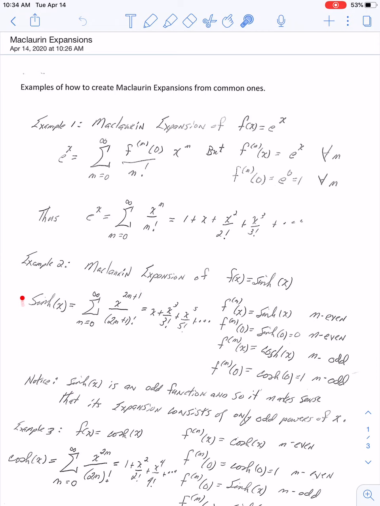All right, so what is sinh x? It turns out the Maclaurin expansion for the hyperbolic sine is n running from 0 to infinity of x to the 2n plus 1 over 2n plus 1 factorial. And now I've just written out a few terms: x plus x cubed over 3 factorial plus x to the 5th over 5 factorial plus dot, dot, dot.